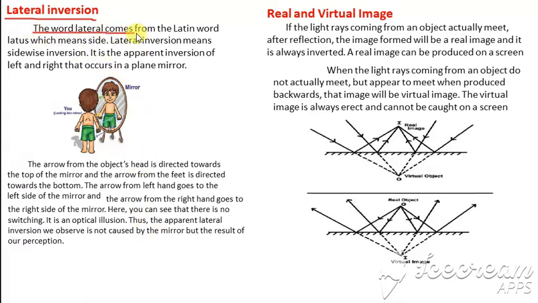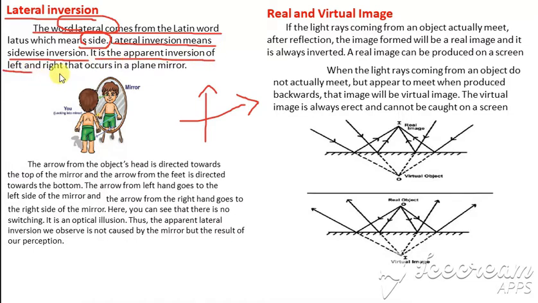The word lateral comes from the Latin word which means side. So lateral means side. Lateral inversion means sidewise inversion. Sidewise inversion means left becomes right and right becomes left. It is an apparent inversion of left and right that occurs in the plane mirror. So it is just the inversion of left and right. The arrow from the object's head is directed towards the top of the mirror. So whatever comes from the top of the head goes straight to the top of the mirror.